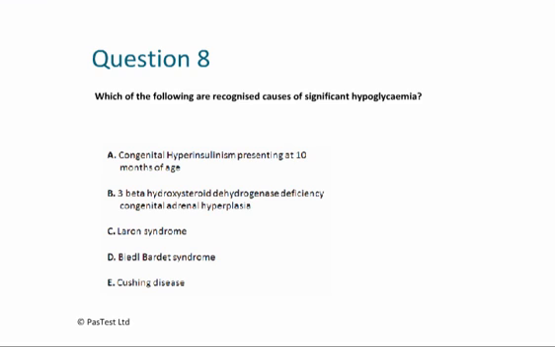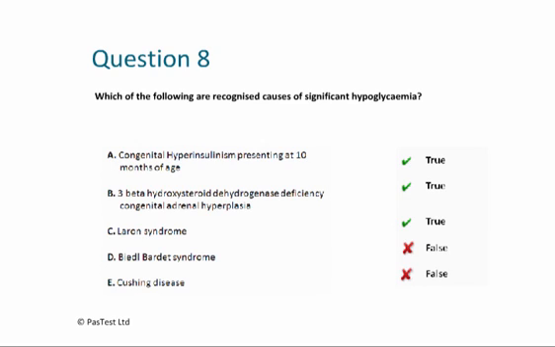Let us now examine this question. The following are recognized causes of significant hypoglycemia: A. Congenital hyperinsulinism presenting at 10 months of age. B. 3-beta-hydroxysteroid dehydrogenase deficiency. C. Congenital adrenal hyperplasia. D. Laron syndrome. E. Bardet-Biedl syndrome. F. Cushing syndrome. And the answers are A, B, and C.